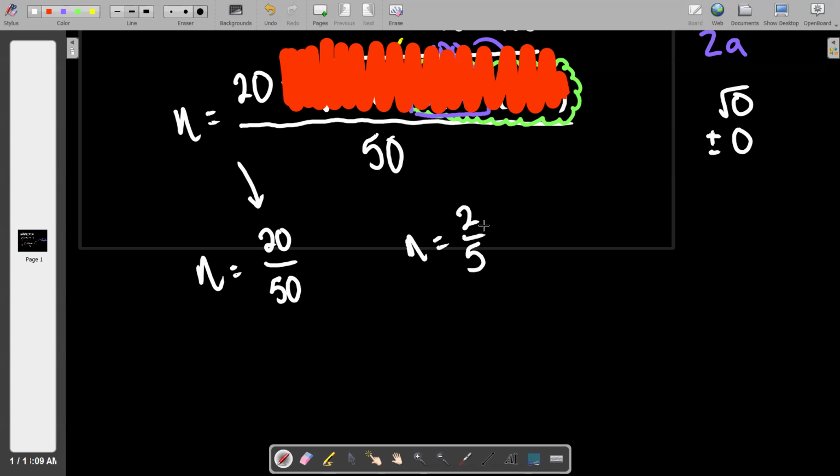Whenever you get 0 in the square root, those are the ones where it looks like you just got one answer. You actually got two answers. They both happen to be the same number, 2/5. Okay?